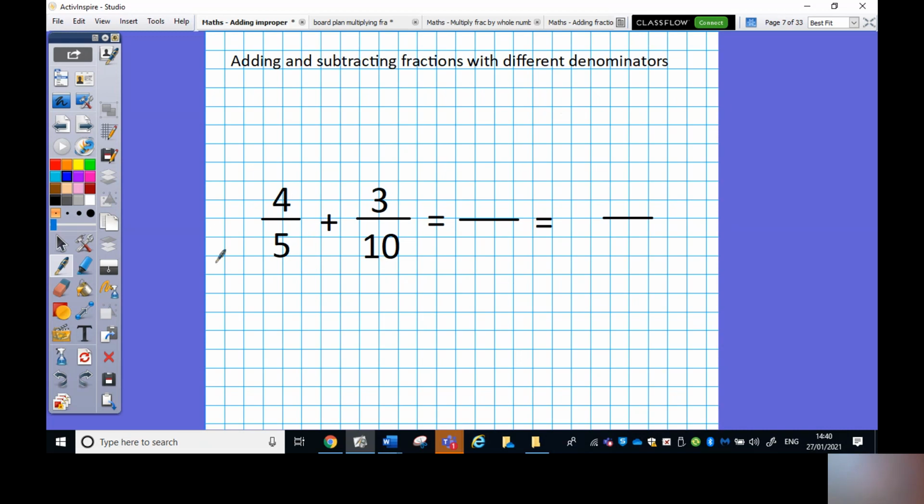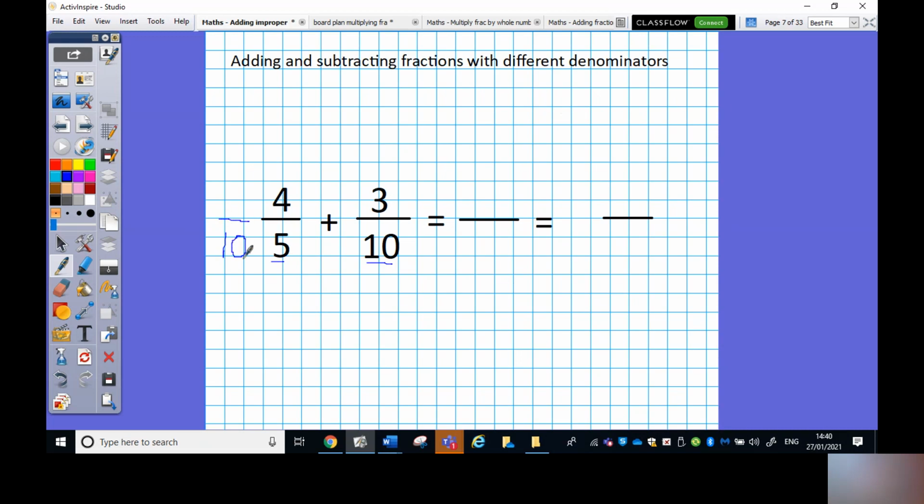4/5 plus 3/10. What do I need to do first? Yes, I need to make sure that my denominators are equal. So I'm going to find the equivalent fraction. What multiple can be divided by 5 and 10 without a remainder? Good. Well, the lowest common denominator. Excellent, 10. So I'm going to write that down here.